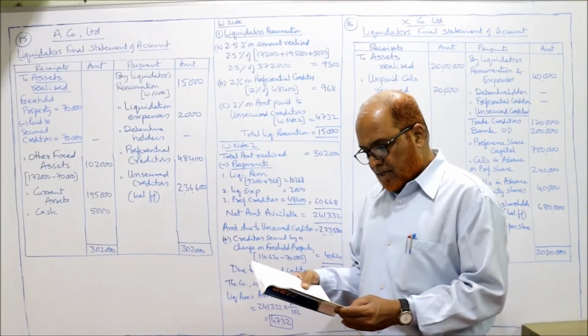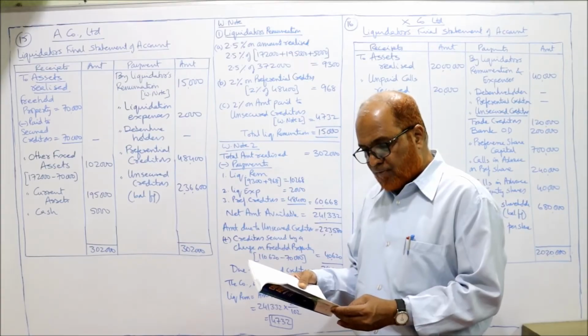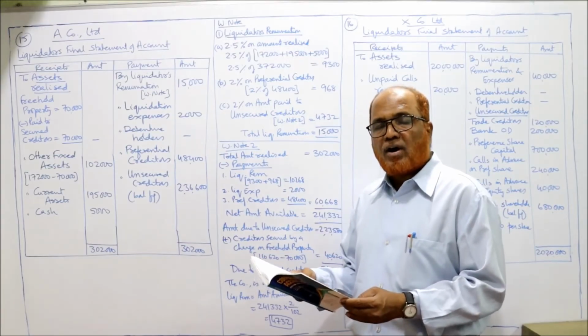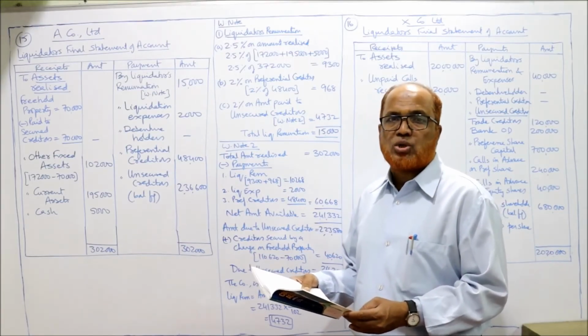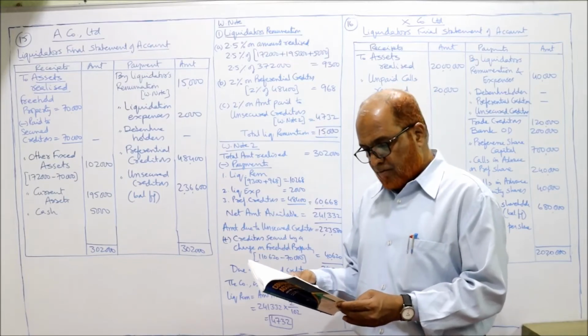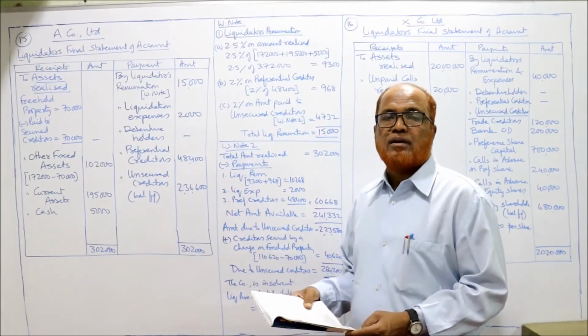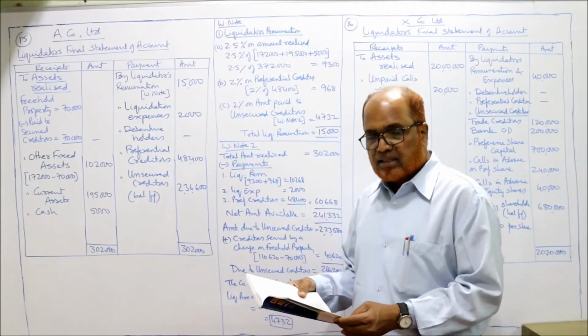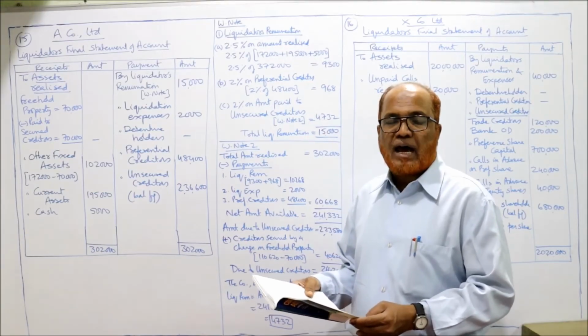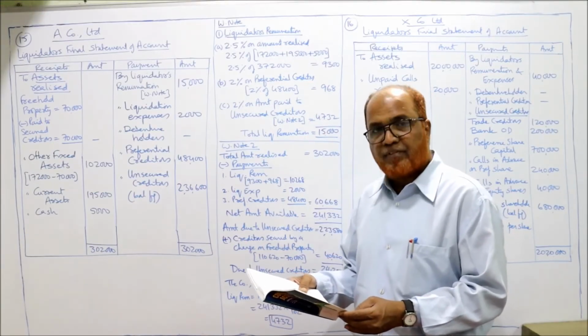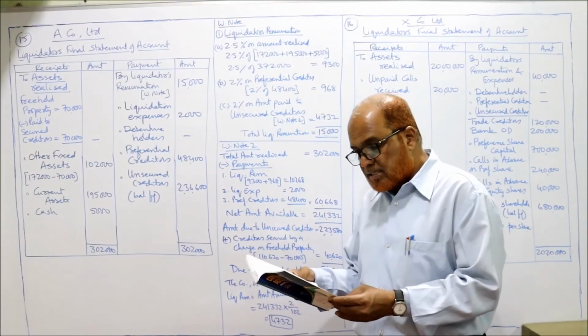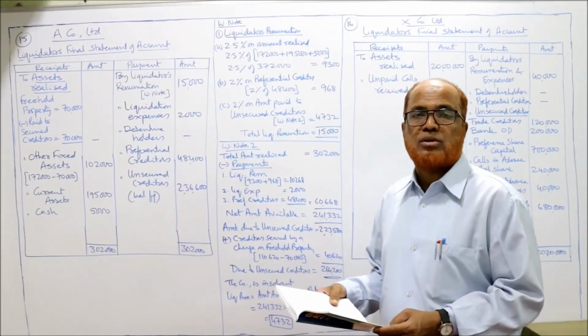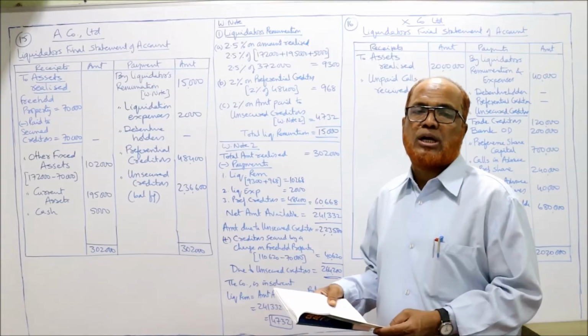48,400. Creditors are secured by a charge on freehold property. There are creditors who are having a charge on freehold property. Actually, creditors are 1,10,620 and they are having the security of building freehold property. So what is the realizable value of freehold property? 70,000. So they are partly secured creditor.